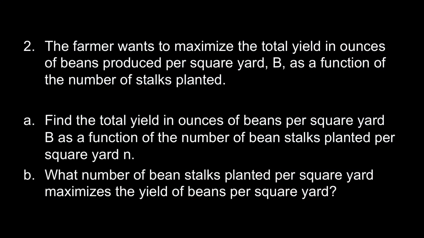The farmer wants to maximize the total yield in ounces of beans produced per square yard, B, as a function of the number of stalks planted. Part A. Find the total yield in ounces of beans per square yard, B, as a function of the number of beanstalks planted per square yard, N. Part B. What number of beanstalks planted per square yard maximizes the yield of beans planted per square yard?